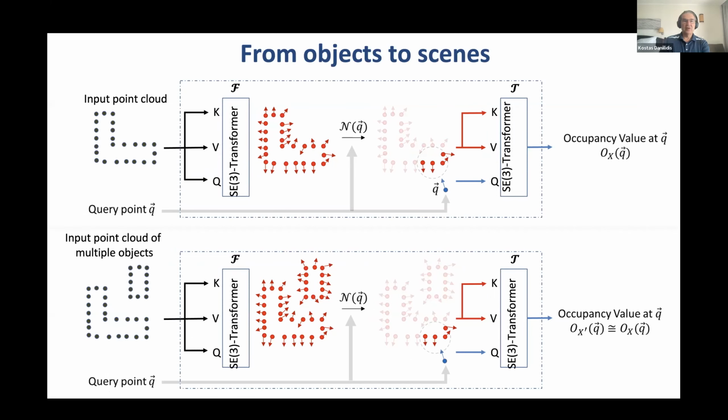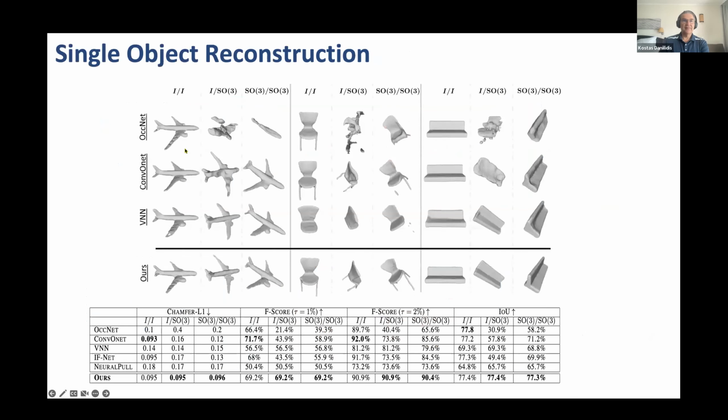So when we go from objects to scenes, this is a schematic example of two objects. Then we see that correspondingly all the objects are transformed based on any orientation of the object itself. And even if we rotate one of the objects separately, its features are transformed accordingly.